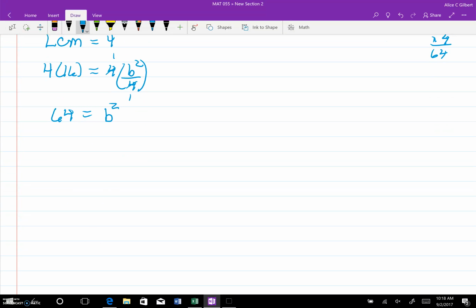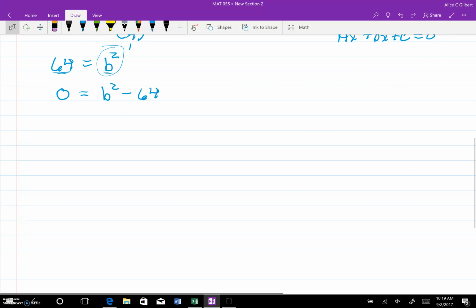Now this is an equation. I've got a squared term, and this guy is positive over here, so putting it into standard form. What's standard form? ax squared plus bx plus c equals 0. So in order to do this, I want to keep this guy positive, so I'm going to move this guy to the other side by subtracting him. So 64 minus 64 is 0, and then I have b squared minus 64.